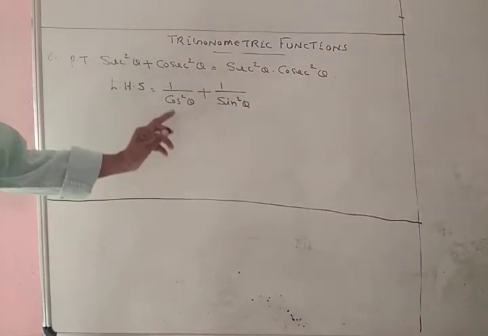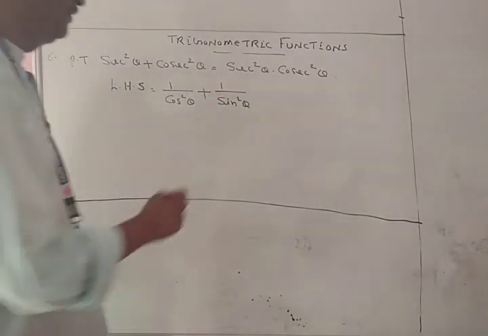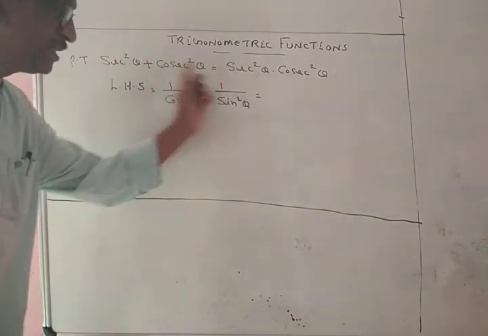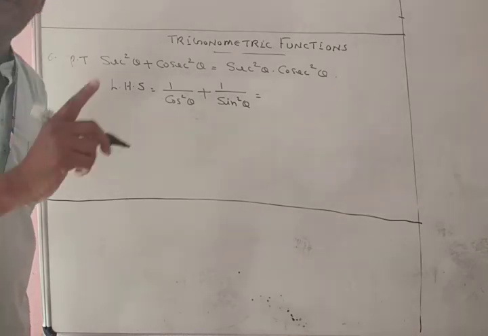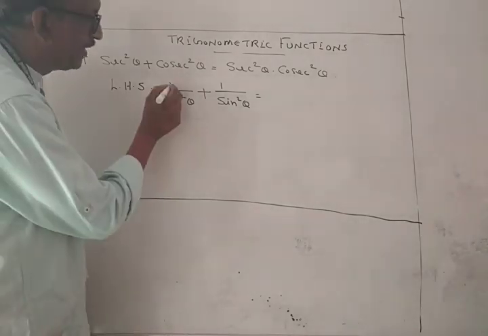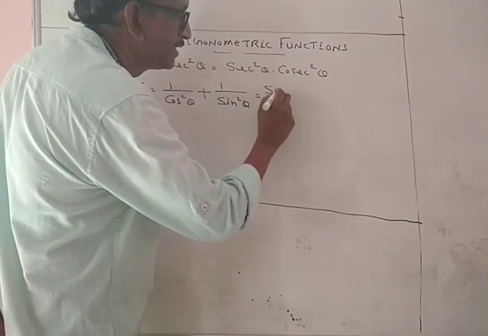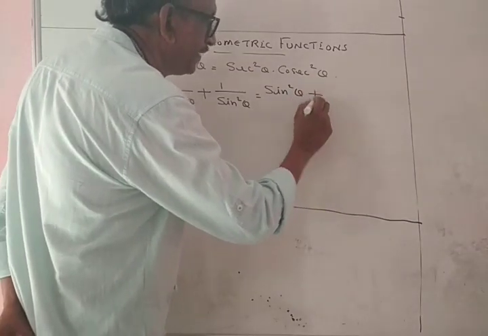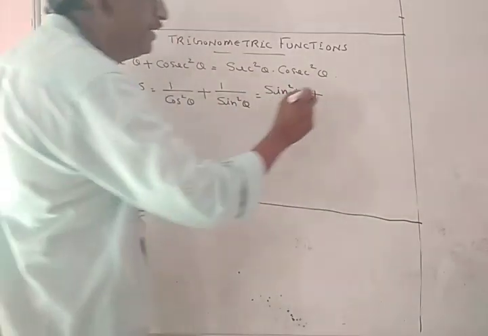Sec squared theta is 1 by cos squared theta. Cosec squared theta is 1 by sin squared theta. Is equal to, this is the addition of two fractions. The simplification technique is the cross multiplication technique. Now multiply 1 and sin squared theta. 1 into sin squared theta is sin squared theta. The symbol is plus. Then cross multiplication, 1 into cos squared theta. 1 into cos squared theta is cos squared theta.